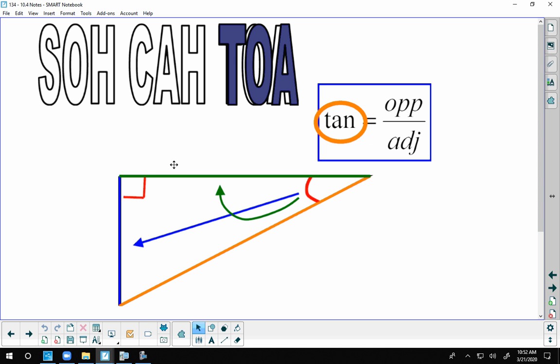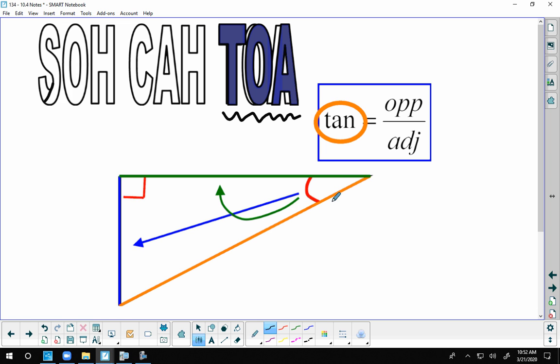So again, there are three different trig ratios, and here's a way that you can remember all of the ratios. SOHCAHTOA. You've probably heard this before. S stands for sine, C stands for cosine, T stands for tangent, and we're only focusing on the tangent trig ratio today. Well, the tangent is the opposite side over the adjacent side. Now you're like, what? How do I know where opposite and adjacent sides are? It depends on what angle you're talking about.